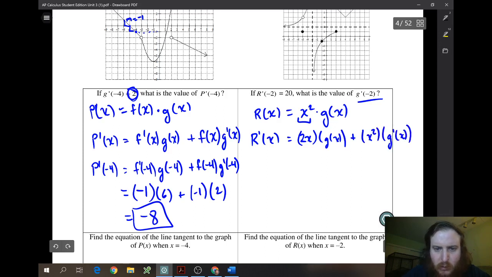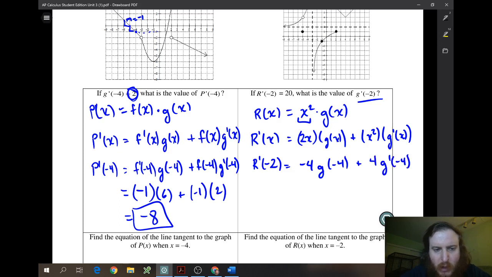And so what we're going to do is plug in negative 2. So r prime of negative 2 would be 2 times negative 2, which is negative 4, g of negative 2, plus negative 2 squared, which is 4, g prime of negative 2. And now we're going to plug in everything that we know. This time we do know r prime of negative 2. We know that answer is 20. We're not solving for it. They gave it to us. We're actually solving for g prime. Oh, these should have been negative 2. Right, negative 2 and negative 2.